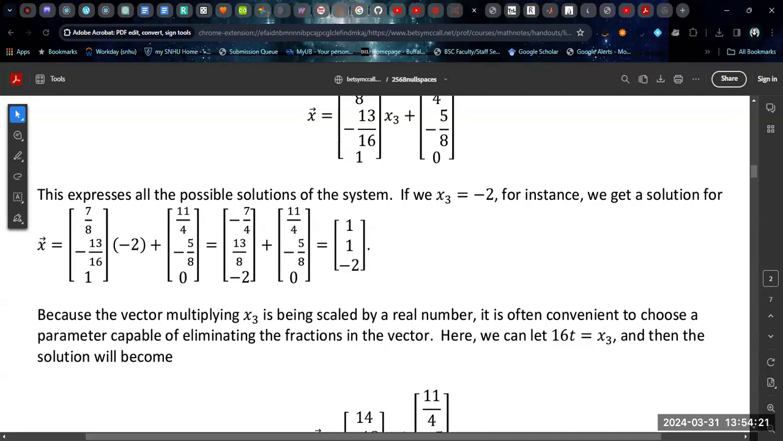Again, it is a solution. Because x3 is free, there's an infinite number of solutions. Any value I choose for x3 is going to produce a slightly different solution.